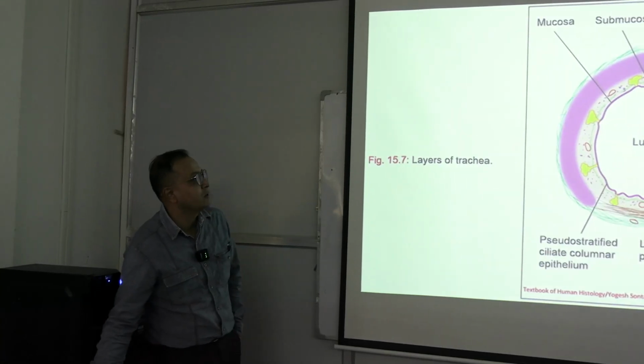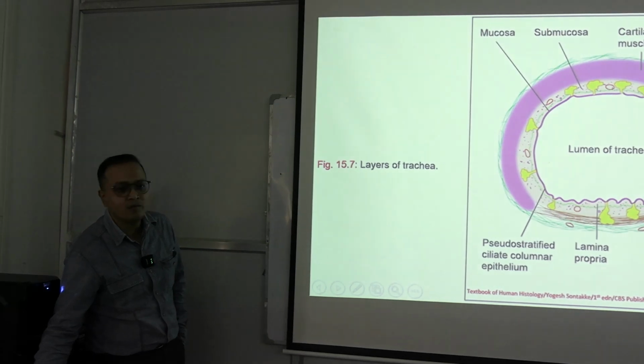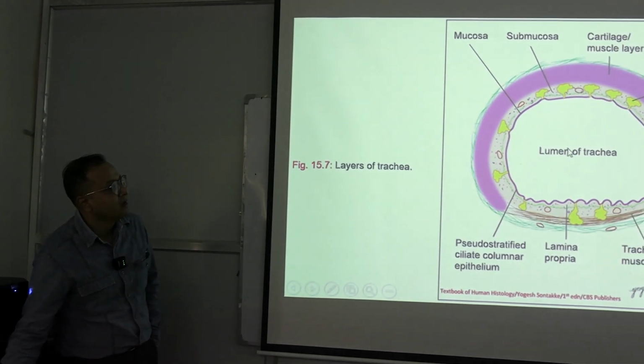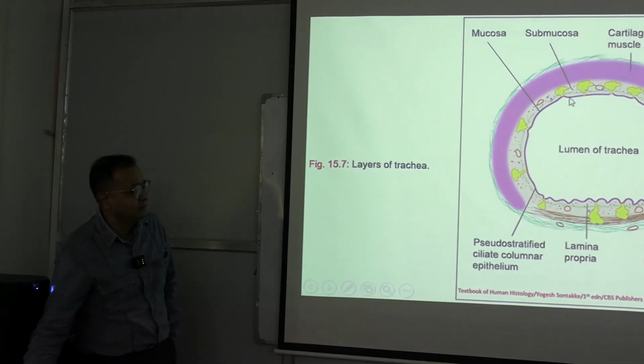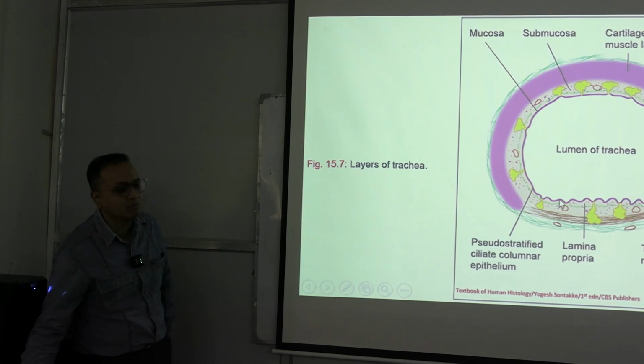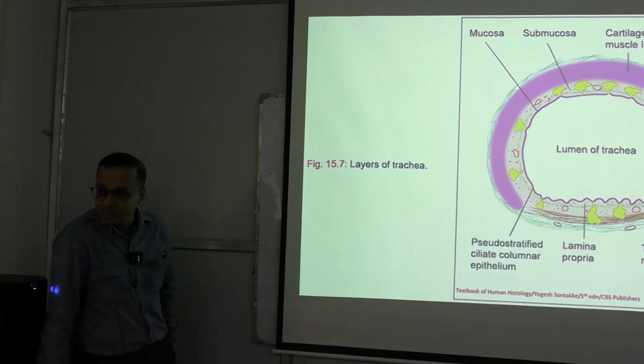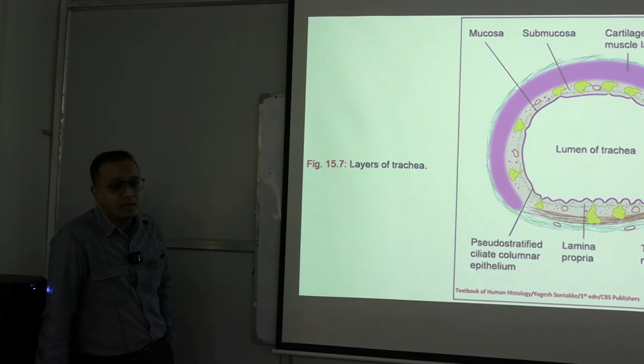If you see this in a schematic way, it should look like this. This is the cavity of the trachea that you are seeing, and after this cavity we have this layer, the living cell layer. This is the epithelium cell layer. This epithelium is 95 to 99% occupied by epithelium cells. The cells present in it we call columnar cells.